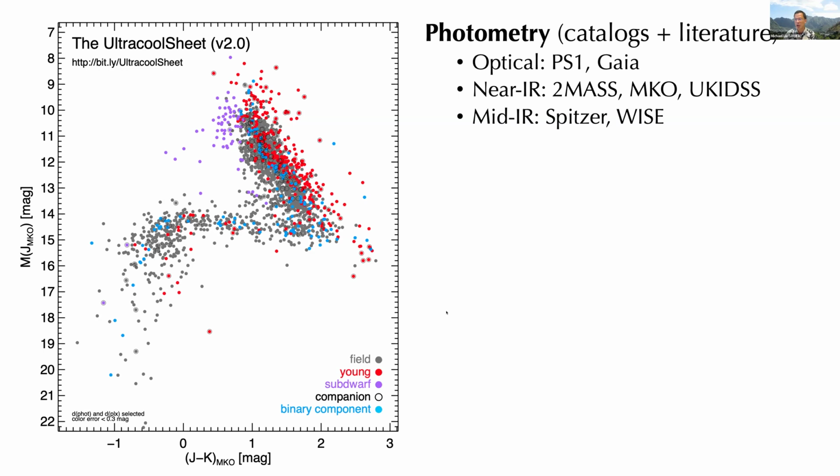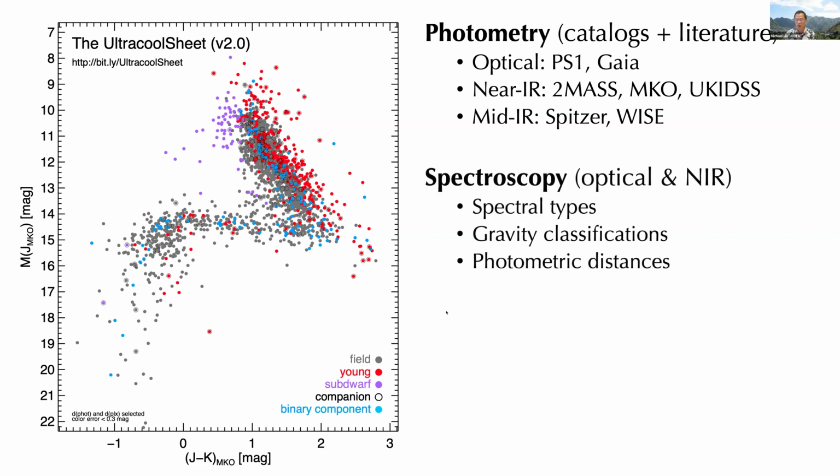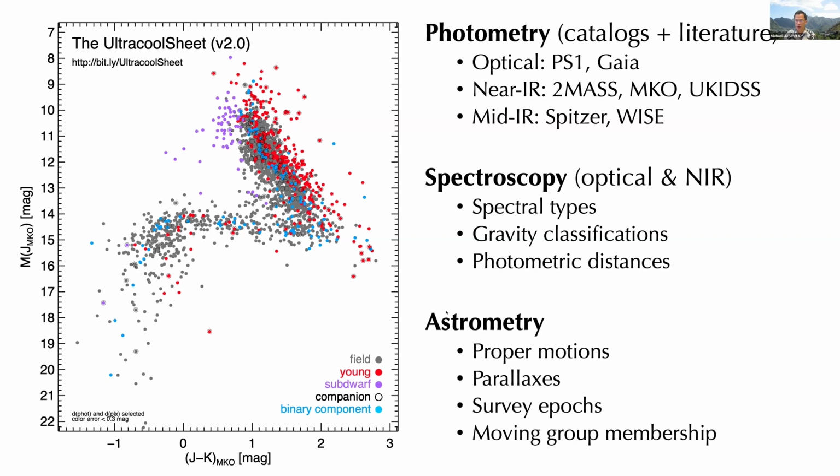Okay, so what's in the sheet? We have photometry from all the major catalogs and also ingested from the literature. The optical: Pan-STARRS and Gaia. The infrared: 2MASS, MKO, UKIDSS, and also UHS, and then Spitzer and WISE. Spectroscopy, again from the literature: optical and near-infrared spectral types, and gravity classifications when they're available. From those, we compute photometric distances for everything. And then also astrometry, proper motions, parallaxes. We track the epochs of the different surveys, which turns out to be quite important, as I'll mention, and also moving group membership. I'll get into that some more. And then we have various subcategories: young objects, subdwarfs, companions, resolved binary components.